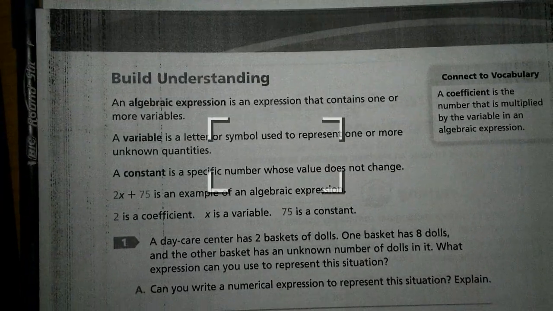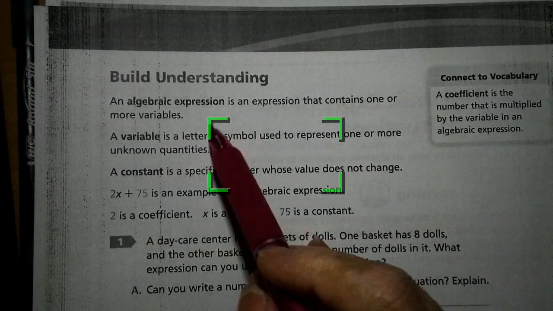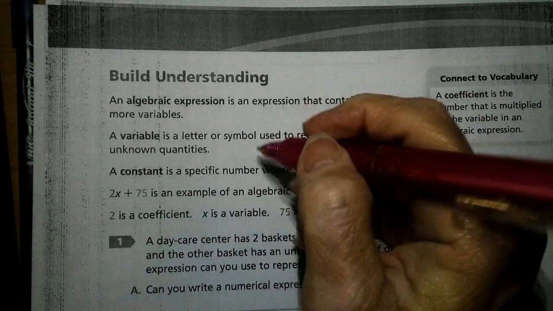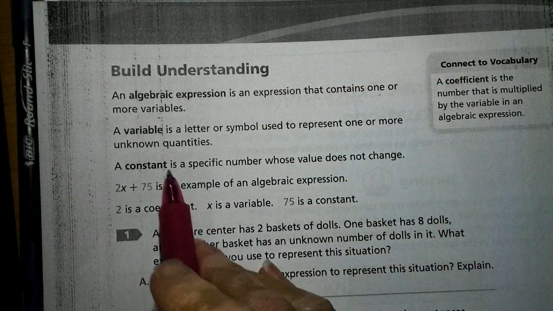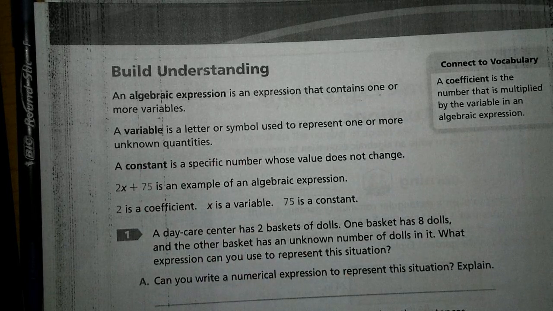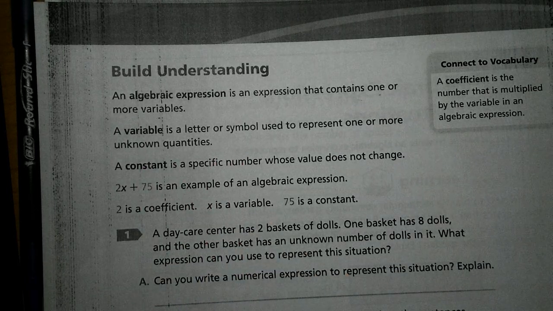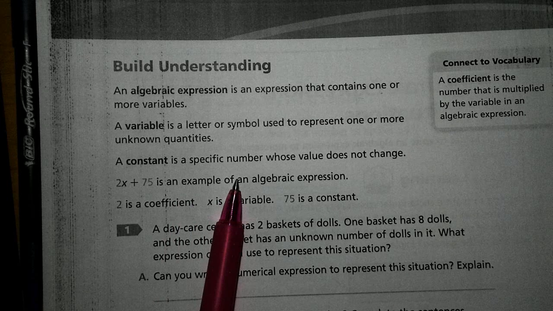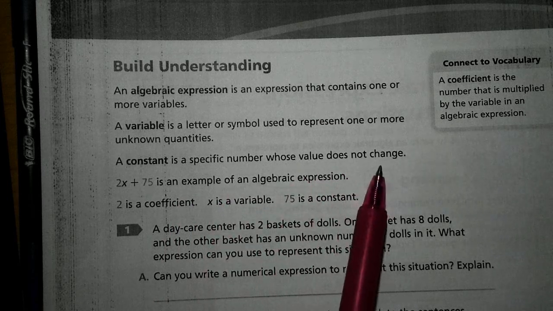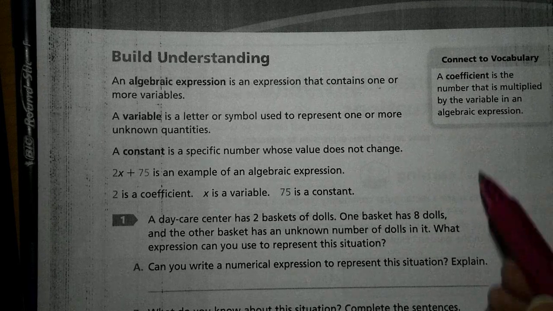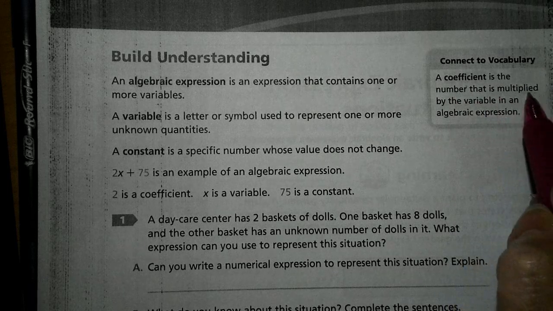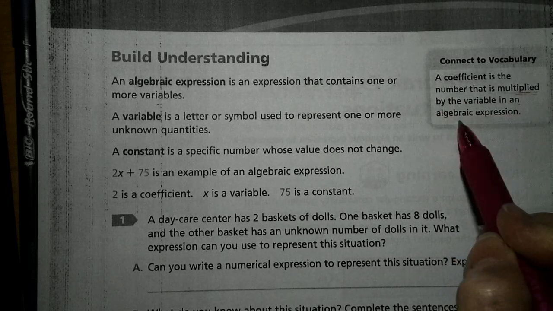All right, so let's look at some terminology. An algebraic expression is an expression that contains one or more variables. A variable is a letter or symbol used to represent one or more unknown quantities. And a constant is a specific number whose value does not change. And the last one, which is up here, is a coefficient. A coefficient is the number that is multiplied by the variable in the algebraic expression.